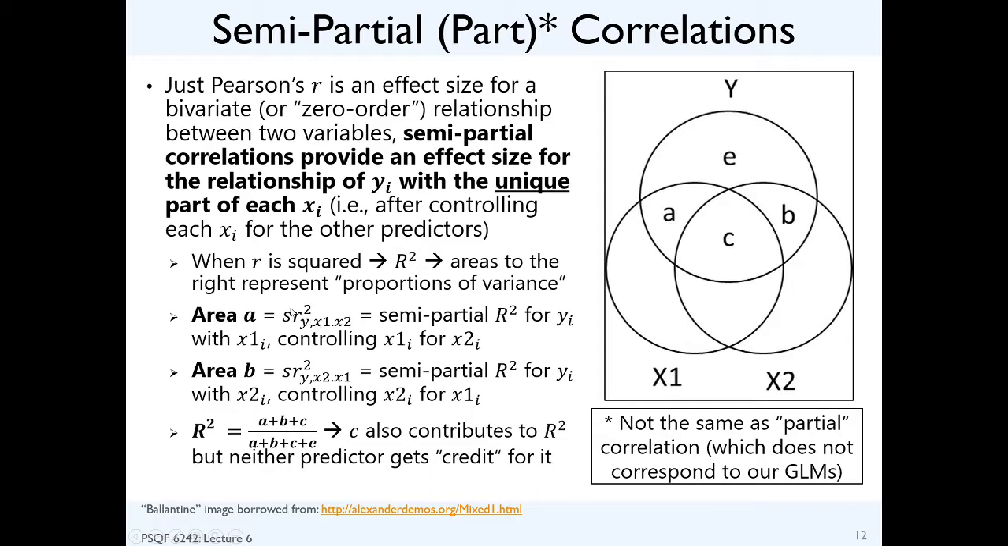And so if I take the semi-partial correlation for x1 here and square it, that's what A is supposed to convey, a proportion of variance. So proportions of variance are in squared metrics, correlations are in unsquared or square root metrics. So area B is the semi-partial squared for x2, and C is the common part that no one gets credit for, but it still goes into R squared.